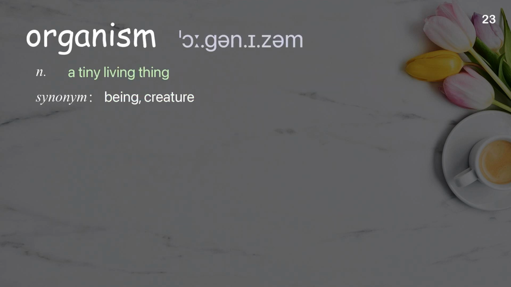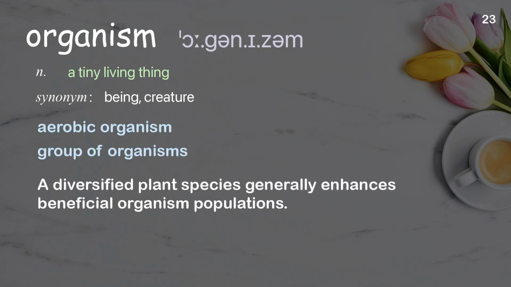Organism. A tiny living thing. Examples: aerobic organism. Group of organisms. A diversified plant species generally enhances beneficial organism populations.